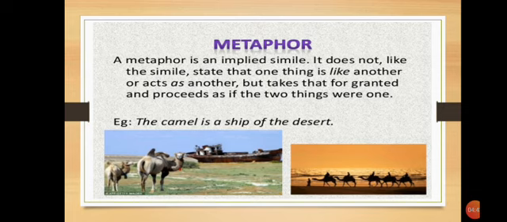Next we have metaphor. What is metaphor? Metaphor is an implied simile. We do not use words like as or like. We just say that something is some other thing. For example, the camel is a ship of the desert. Now, we have not said that camel is like a ship. Like we have ships in the ocean, same way we have camels for desert. We have not said this thing. We have just said that the camel is the ship of the desert.